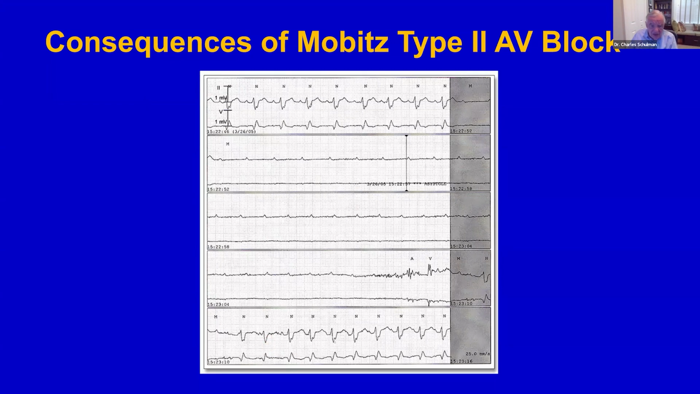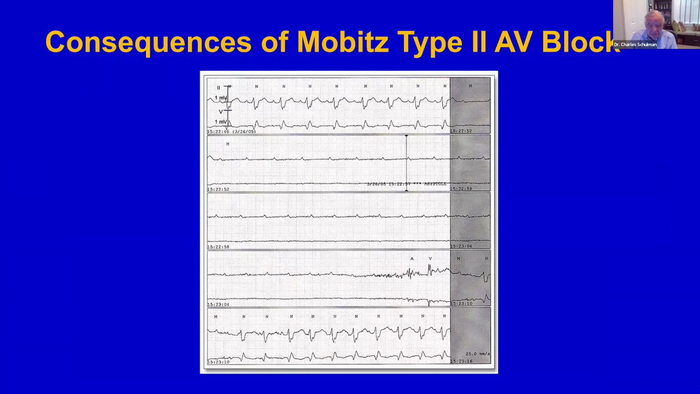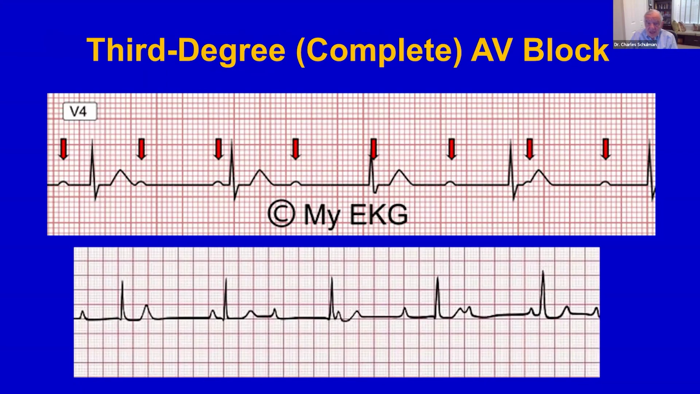Well, okay. And when it resumes, PR intervals are again all the same. You see? So this is third degree AV block, also called complete AV block. The arrows mark off the P waves, and you see that the P waves have no relationship to the QRSs. The ventricular rate is much slower than the atrial rate. And so this is complete heart block.